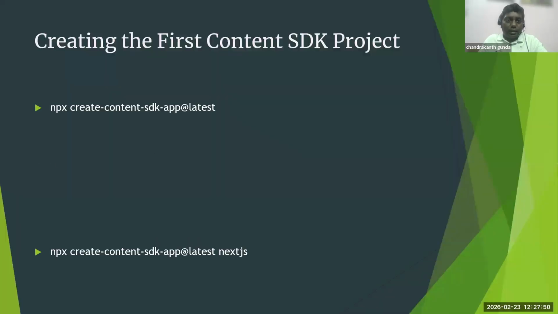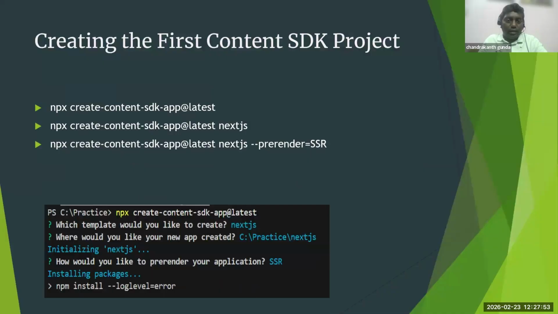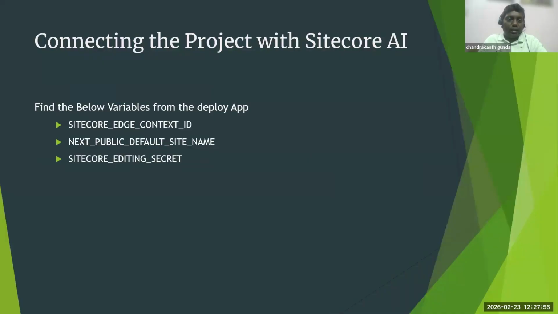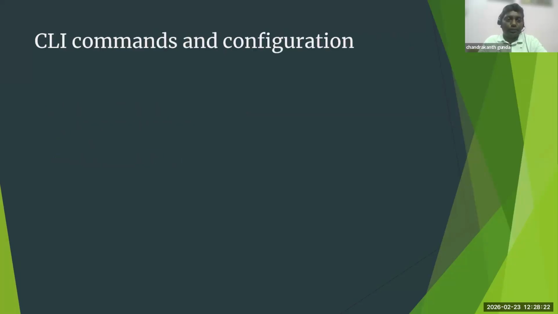We saw how to create the project. To connect with the Sitecore AI, we need only these properties: the edge context ID, the default site name, and the editing secret. Based on this, we should be able to connect with the Sitecore AI instance. To set up only the front end instance, we don't actually need access to the Sitecore. But if I want to have my local Sitecore running, then I need access to the Sitecore AI instance.